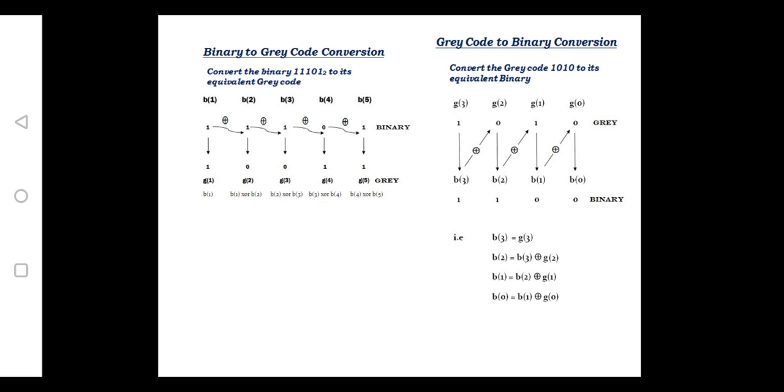So as we are having 4 bits over here, the gray bits I am assuming as G3, G2, G1, G0. The first step is write down B3 equal to G3. The next step is B2 is equivalent to B3 XOR with G2. Similarly, B1 is equivalent to B2 XOR with G1. And the last one is B of 0 is equivalent to B of 1 XOR with G of 0. This is how to convert a gray code to a binary.